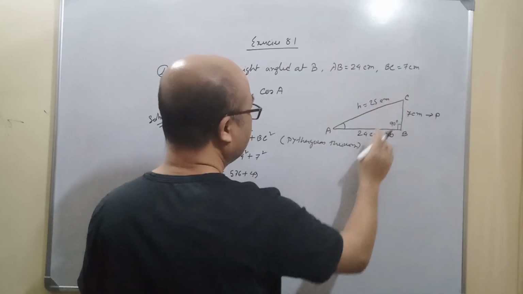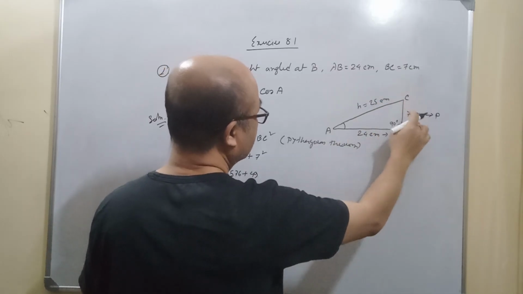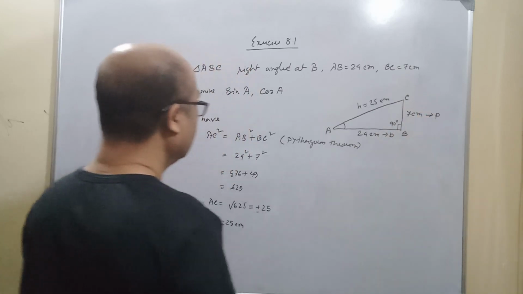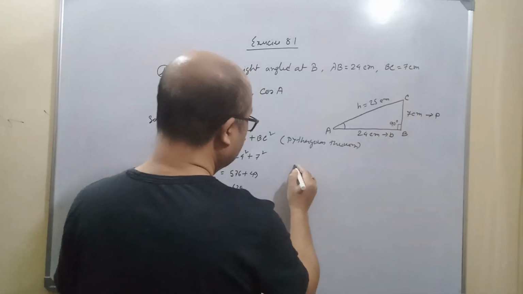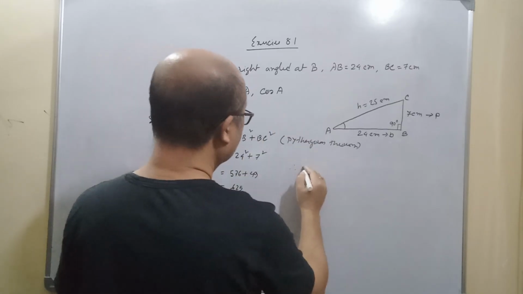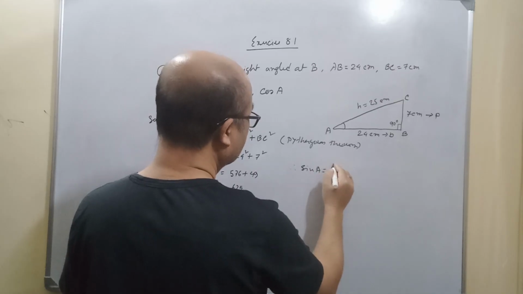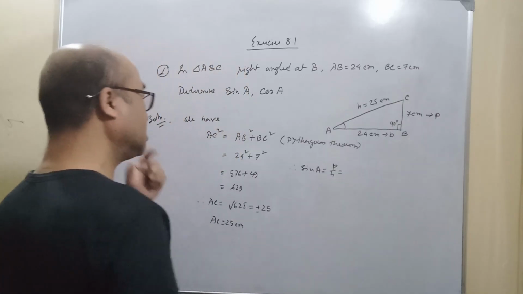So we have the values of all the sides. The hypotenuse is 25 cm, the base is 24 cm and the perpendicular is 7 cm. So we can find out all the ratios including sin A and cos A. So what is sin A? It is perpendicular by hypotenuse, right? So what is the perpendicular?